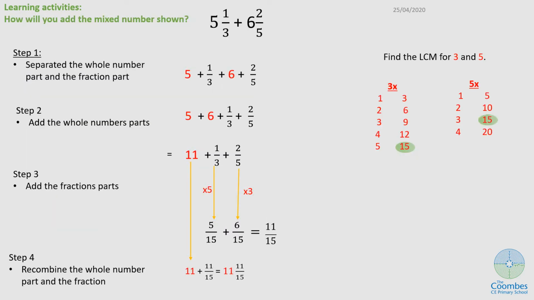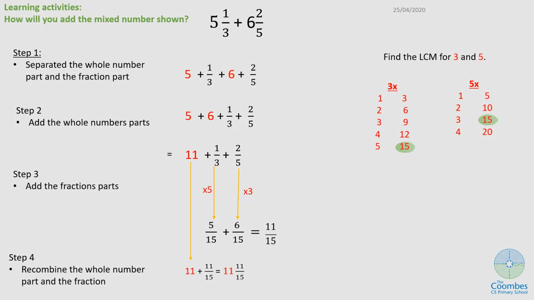Now, how will you go about adding these mixed numbers? 5 1/3 add 6 2/5. The first step we said was for you to separate the whole number parts and the fraction parts. So I'm going to separate the 5 1/3 into whole number 5 and then the fraction 1/3. And I'm going to add 6, which is the whole number part in this fraction, and then the 2/5 in the fraction part.